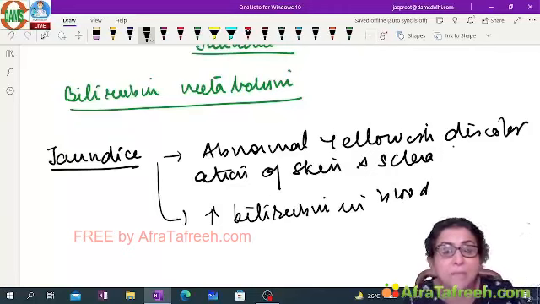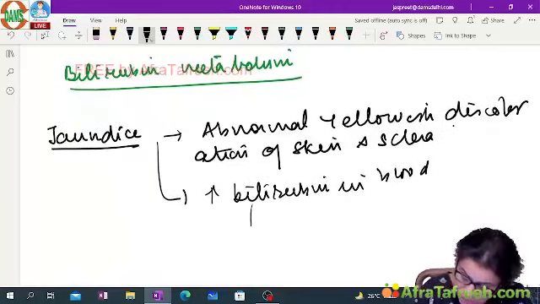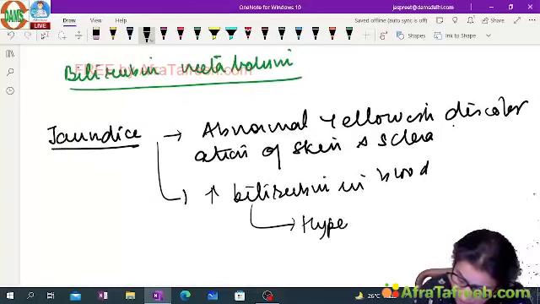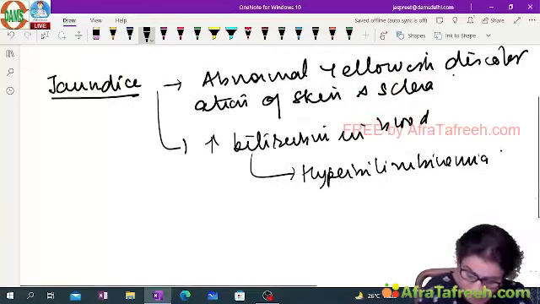We use the term hyperbilirubinemia. Increased bilirubin in the blood is called hyperbilirubinemia. Okay, now let us look at the causes of hyperbilirubinemia.